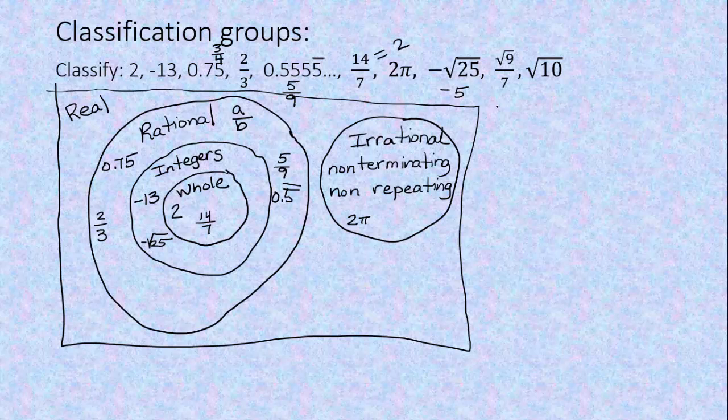The next one simplifies also. Square root of 9 is 3, so this is like 3/7, which is a rational number. Remember, I'm putting them in the most specific label that they have, but they all have more than one label. So 3/7 is rational, but it's also real. And finally, we have square root of 10. When you take square roots of numbers, there's only 2 possibilities here. If this is a perfect square, it can simplify. But if it isn't a perfect square, all we can do is approximate that into a messy decimal. And so that is irrational and also real.